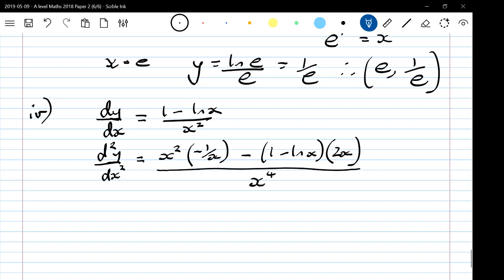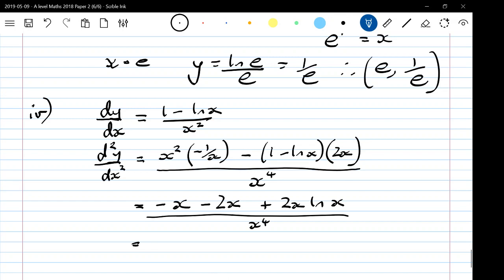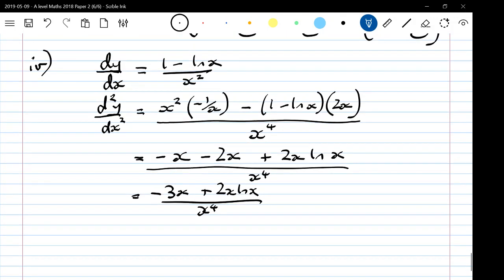X squared squared would be x to the 4, which is, and I don't know how much I want to simplify this, so that is minus x minus 2x plus 2x ln x over x to the 4, or minus 3x plus 2x ln x over x to the 4. You could divide top and bottom by x at this point to have it over x cubed, but I'm going to leave it like that for now.